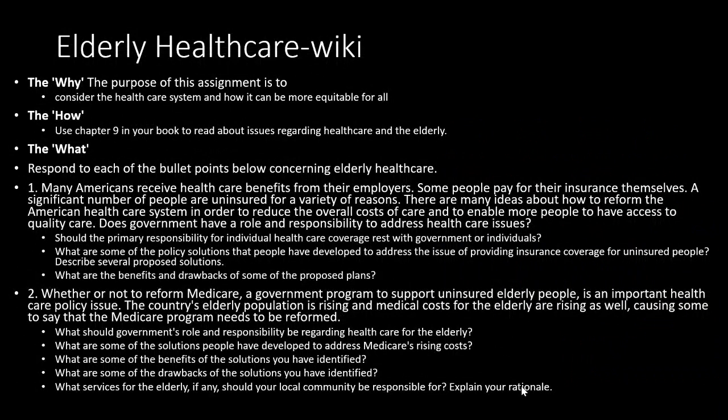The purpose of the Elderly Healthcare Wiki is to allow you to consider the healthcare system and how it can be more equitable for all, particularly our elderly population. To help you with this assignment, you may use Chapter 9 in your textbook to read about the issues regarding healthcare and the elderly. What I'd like you to do for this wiki is to read the 2 bullet points.